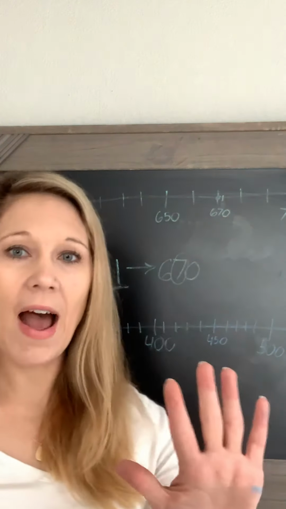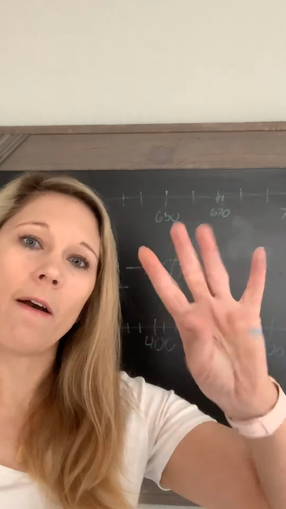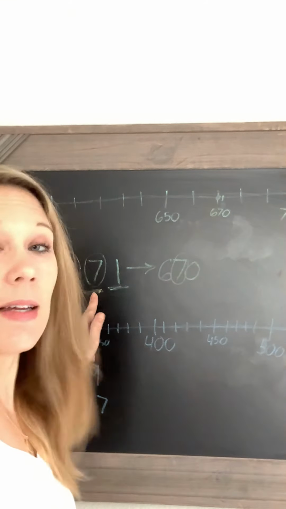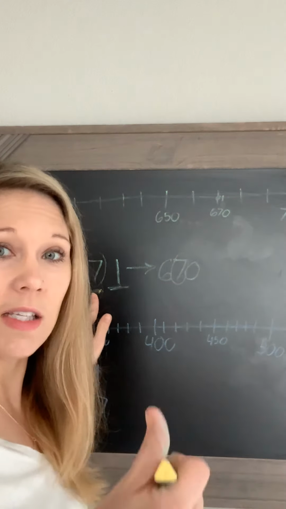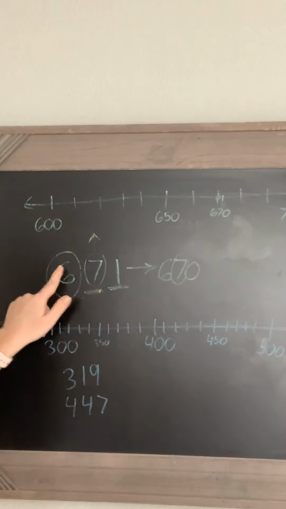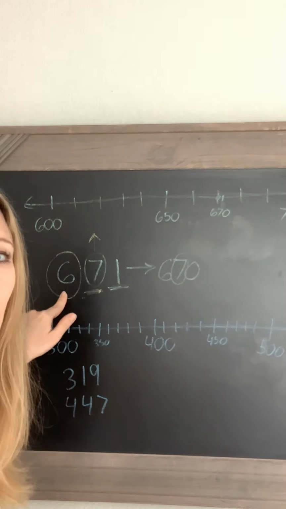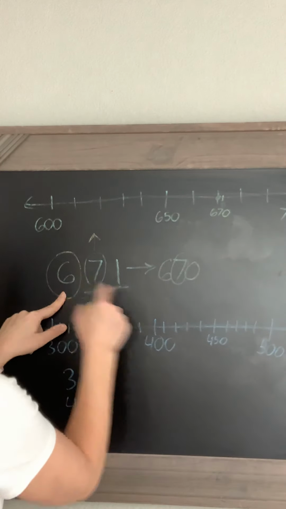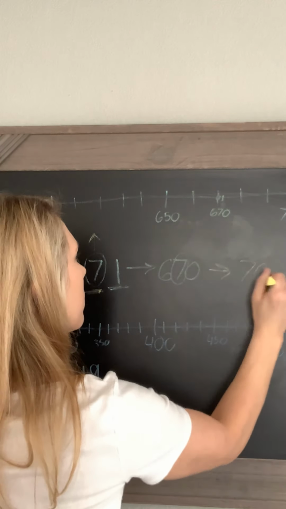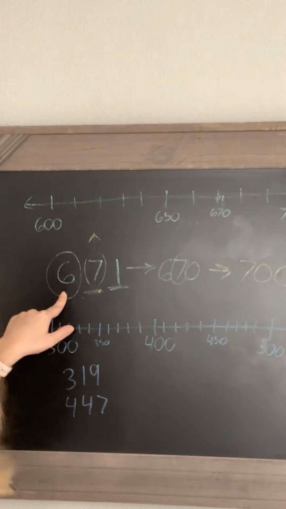So remember, 5 or more, raise the score. 4 or less, let it rest. This 7 is 5 or more, so you have to raise the score. I'm going to put an up arrow. So that means I have to raise the score of this 100. So when I round to the nearest hundreds, it's going to be 700.